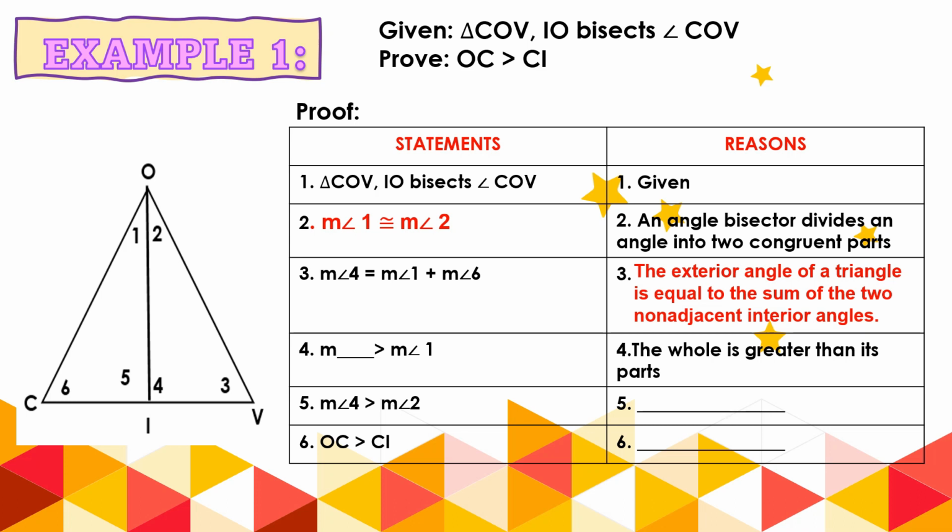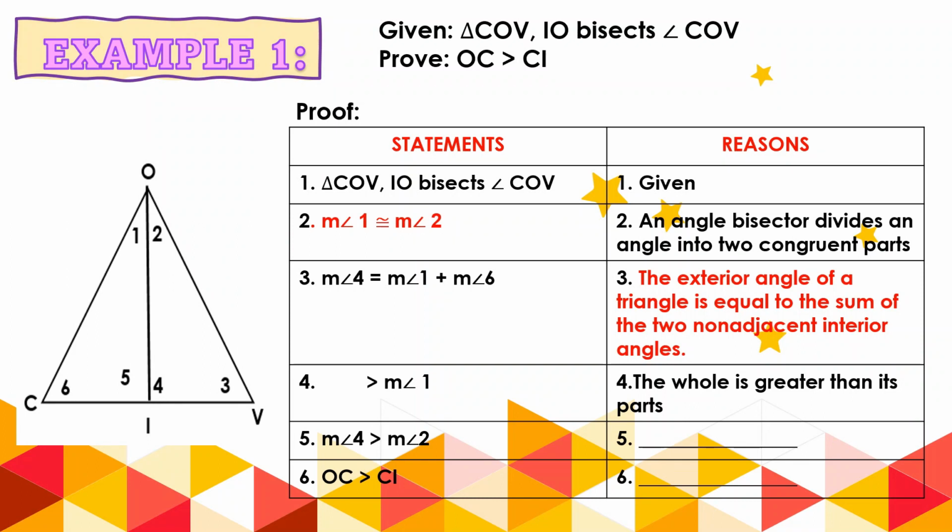So for the fourth statement, measure of blank angle is greater than the measure of angle 1. And the reason here, the whole is greater than its parts. What do you think is the missing angle? For the fourth statement, we can say that the measure of angle 4 is greater than the measure of angle 1, which supports the reason the whole is greater than its parts.